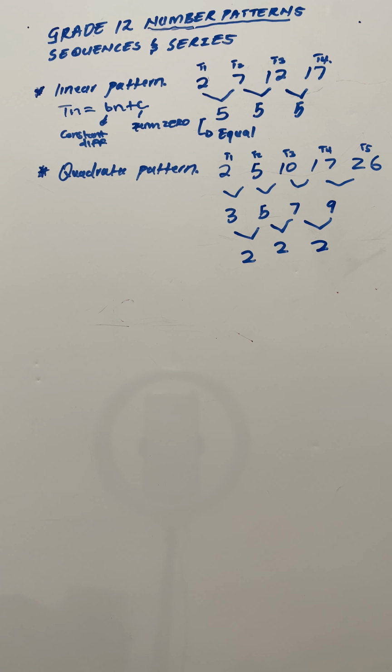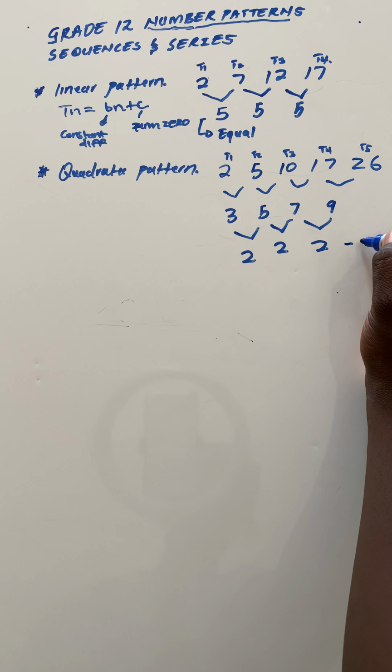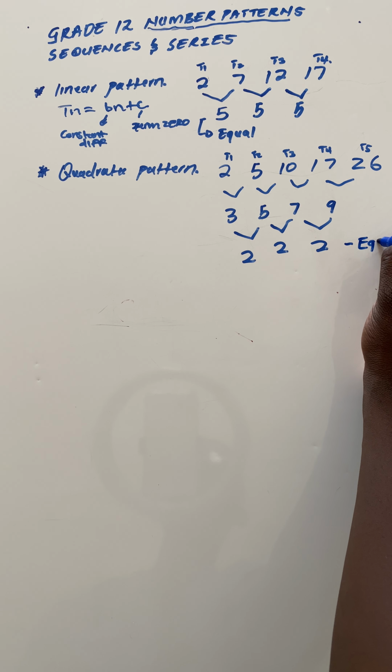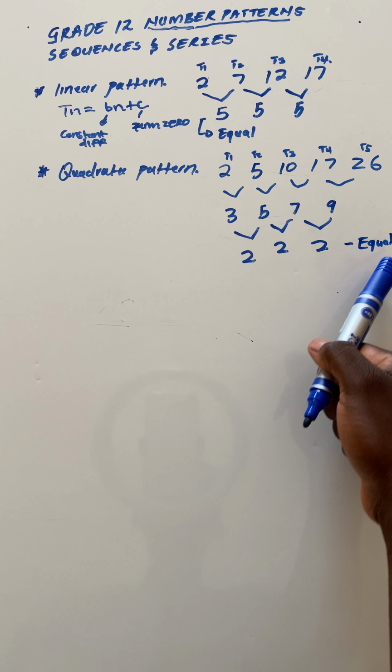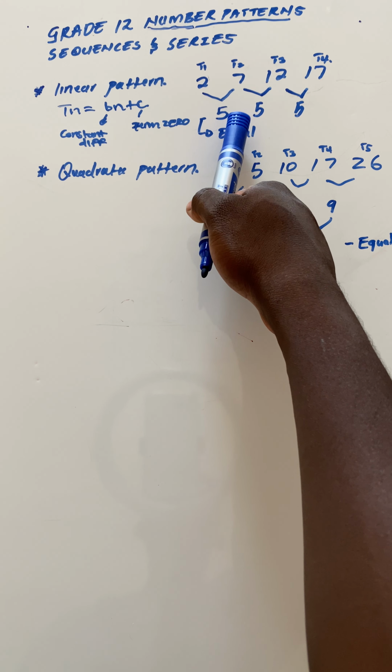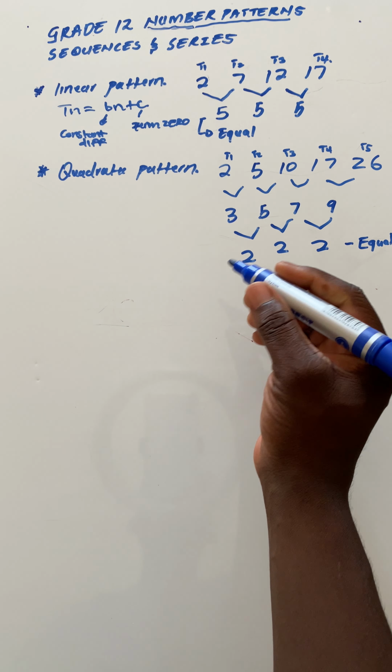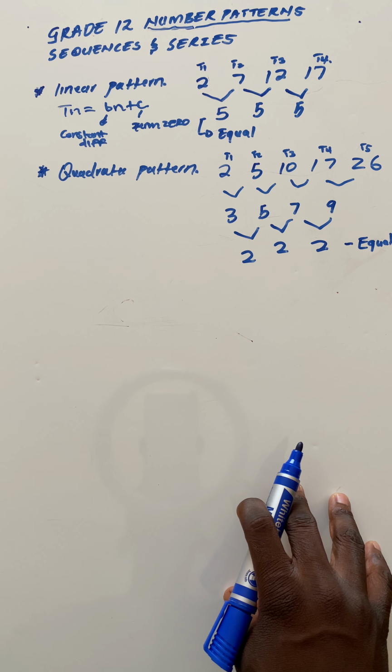So now we have what we call a second difference. So you can see already that the second difference here is equal. So you'd see that on the linear, the first difference would be equal, but on the quadratic number pattern, only the second difference is equal, right?